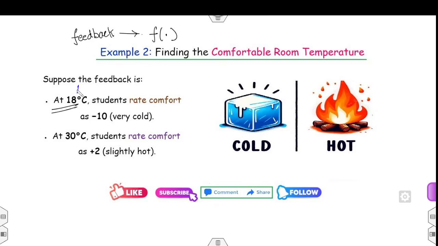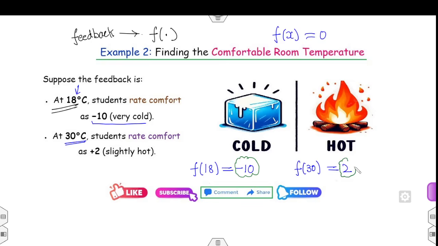Now from the students, at 18 degrees Celsius the temperature comfort is minus 10, while at 30 degrees Celsius comfort is plus 2. तो आप क्या बता सकते हो कि इसका जो रूट होगा वो किसके नजदीक होगा? रूट उसी के नजदीक होगा जिसकी वैल्यू 0 के नजदीक है. इन दोनों में से माइनस ऑफ 10 और 2, इन दोनों में से कौन सी वैल्यू 0 के नजदीक है? डेफिनेटली 2. That means students are more comfortable near 30 but not exactly 30.